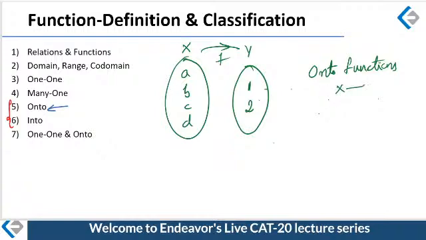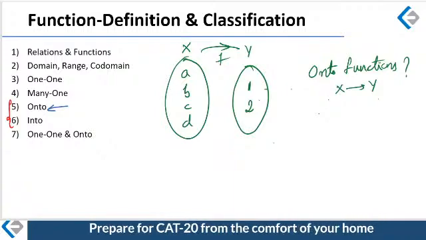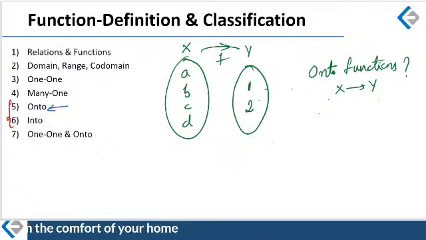How many onto functions are possible from x to y? Only one question I'm asking. What do you mean by onto function? Onto function means both the elements of y should be engaged, right? Anyway, in a function, all elements of x will be engaged. Now you need to make sure that every element of y is also engaged.